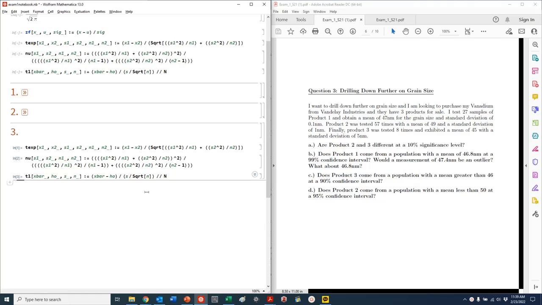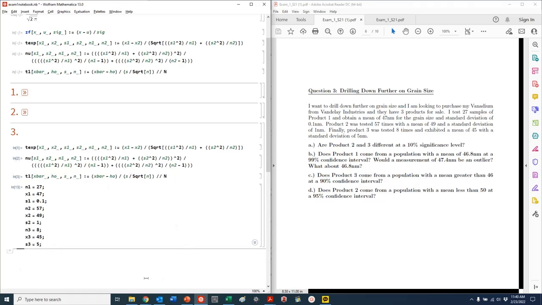So I test 27 samples of product 1. So n1 is equal to 27, x1 is equal to 47, and S1 is equal to 0.1. My n2 is equal to 57, my x2 is equal to 49, and my S2 is equal to 1. Then my n3 is equal to 8, x3 is equal to 45, and my S3 is equal to 5. Excellent. So I can go ahead and start to figure out the first problem.